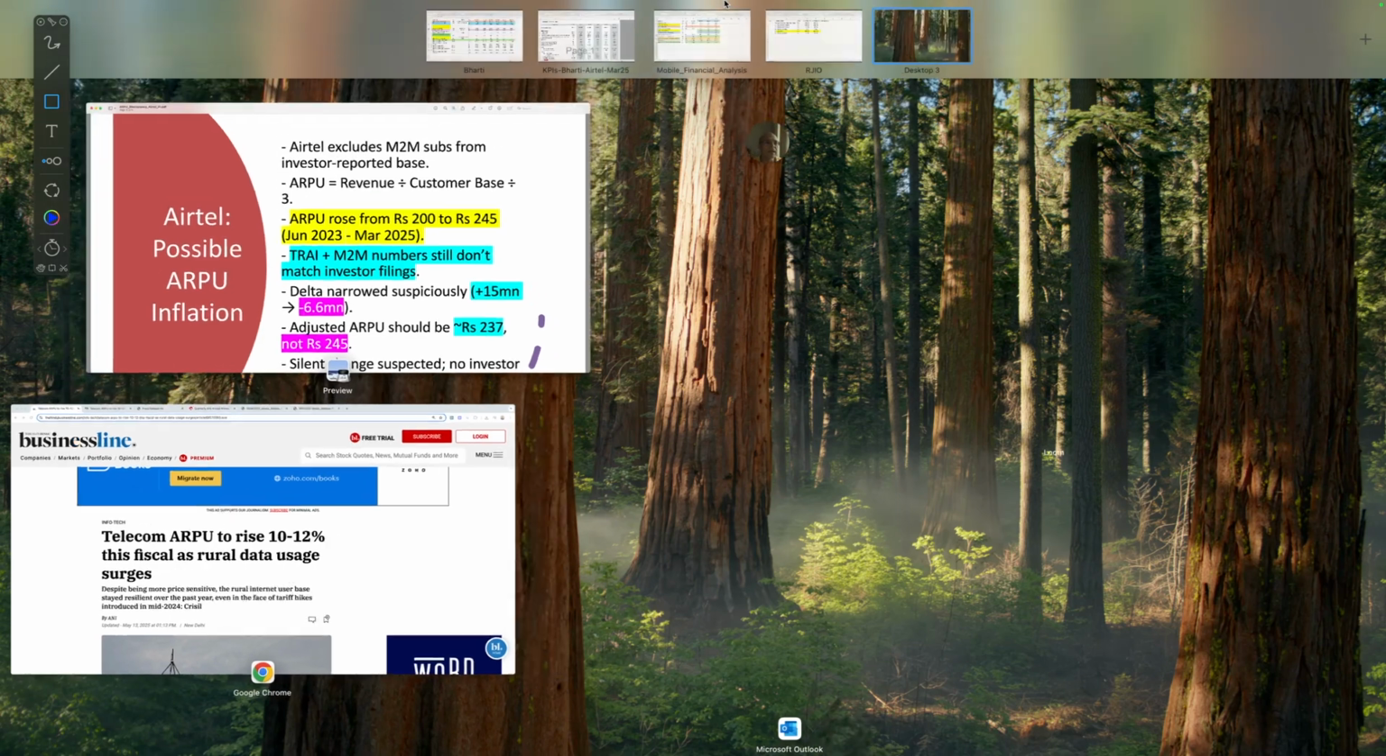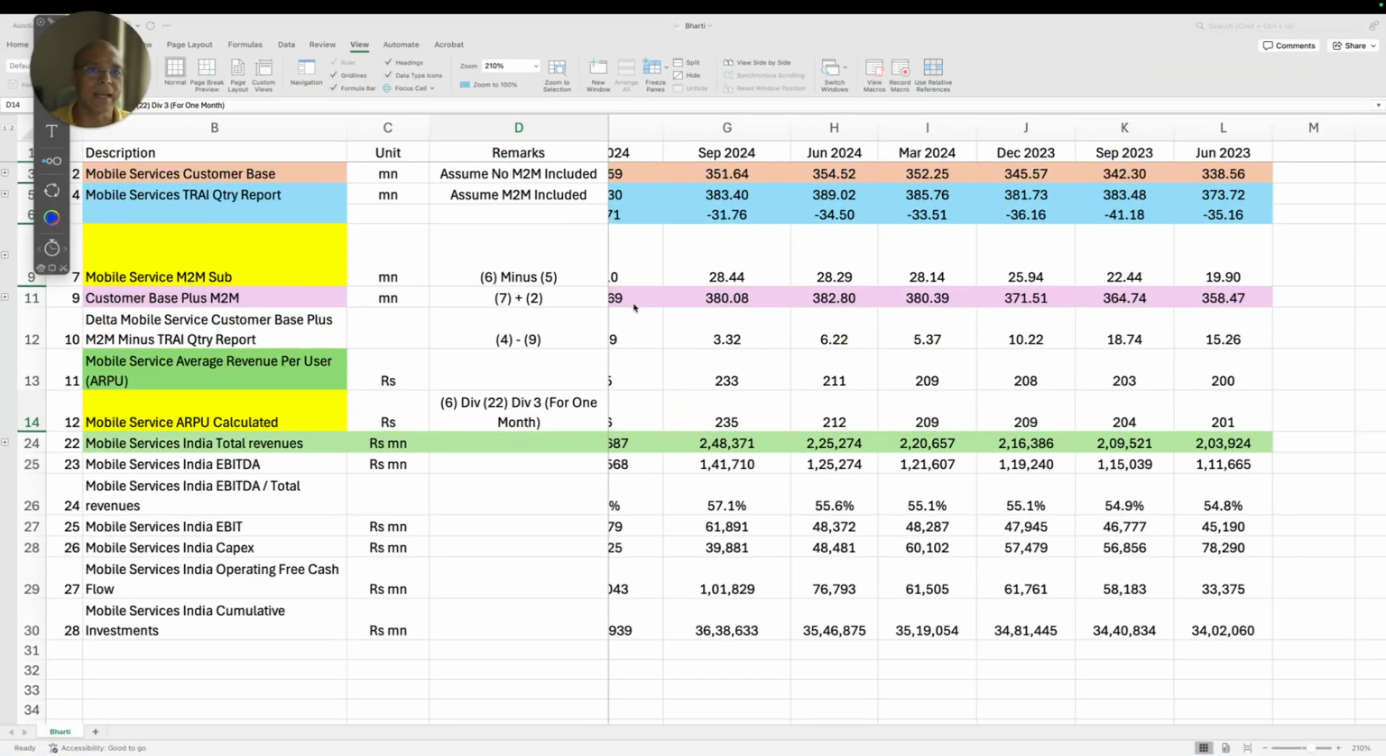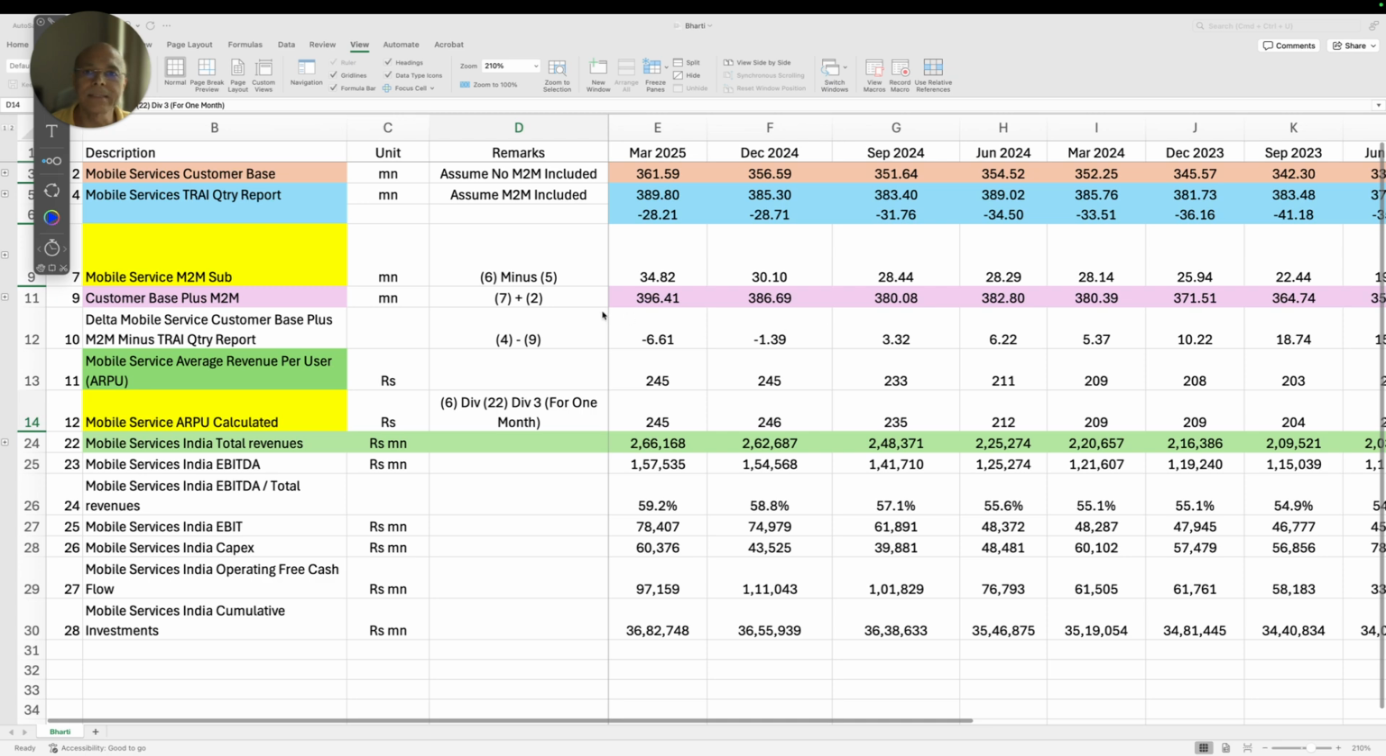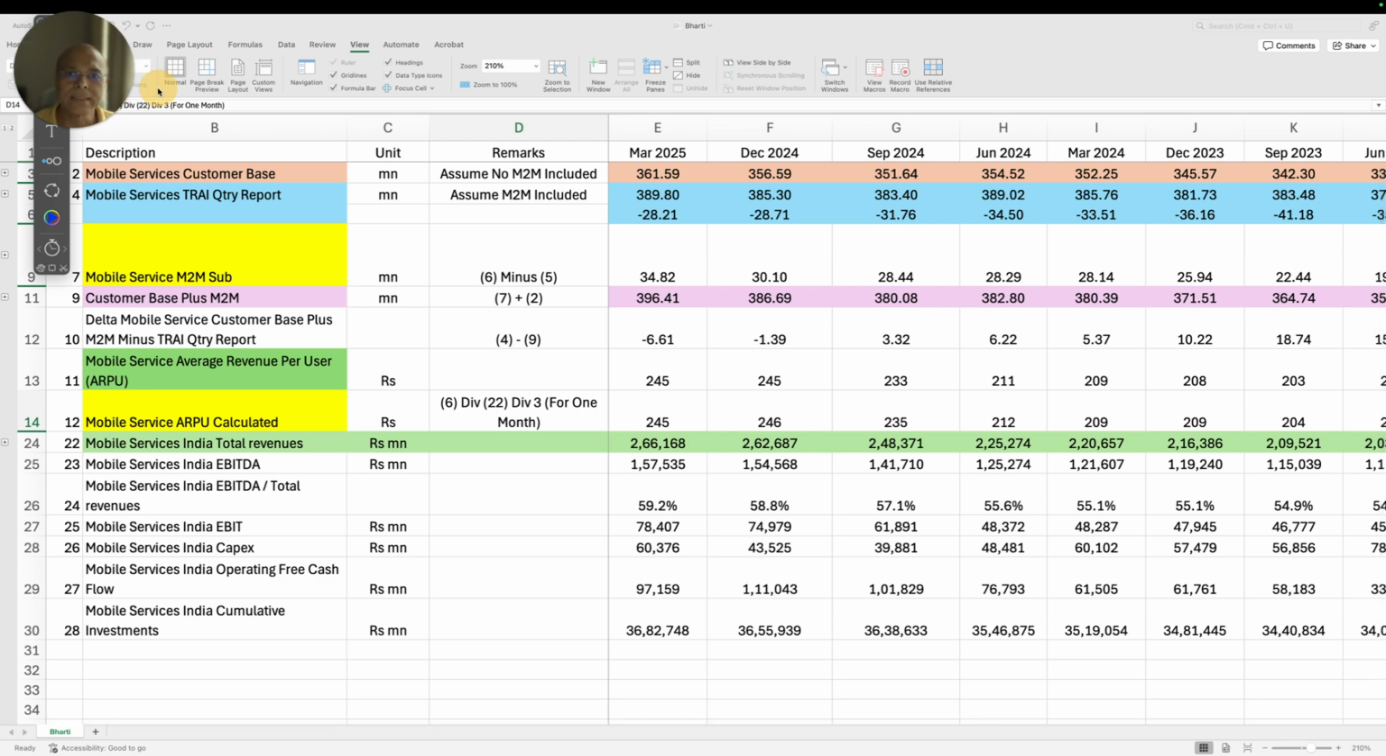So let's go to the Airtel's calculation sheet, which I have right in front of you, right? So look at this Airtel calculation sheet. What this Airtel calculation sheet has, it has got the mobile service customer base. And this customer base that Airtel reports includes what? Prepaid and postpaid minus M2M. No M2M here. So this is the reporting quarter by quarter, which Airtel reports.